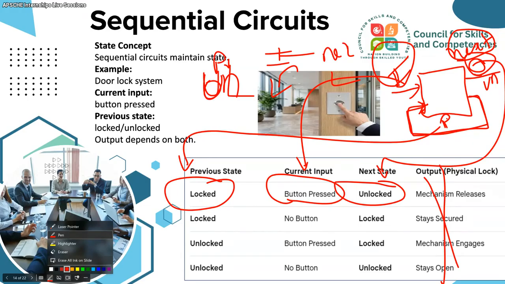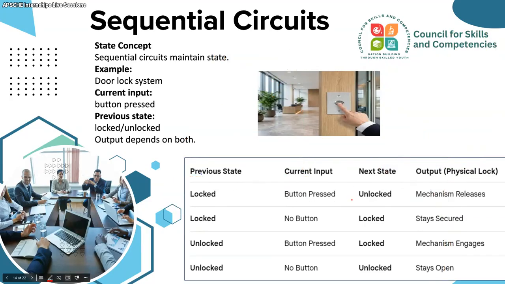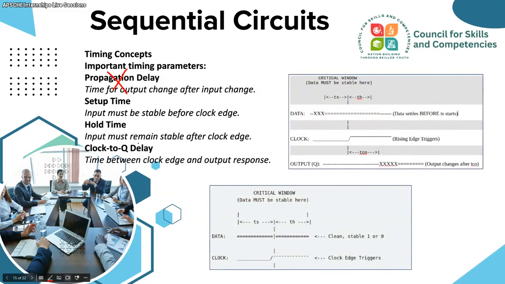Then I told you about the practicals, and then the timing concept. What I am trying to tell you here is: leave aside the propagation and clock-to-Q delay for now. First, concentrate only on the setup time.